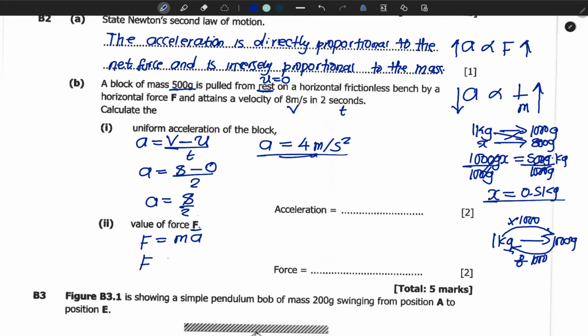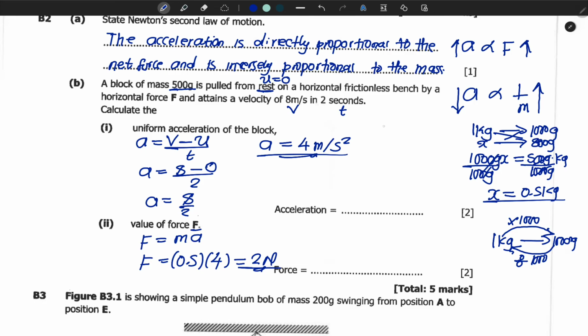So we can say force is equal to mass, 0.5, times the acceleration, 4. So 0.5 times 4 will give us 2 newtons. Now we say the force is directly proportional to acceleration. So let's try to make some sense out of this.